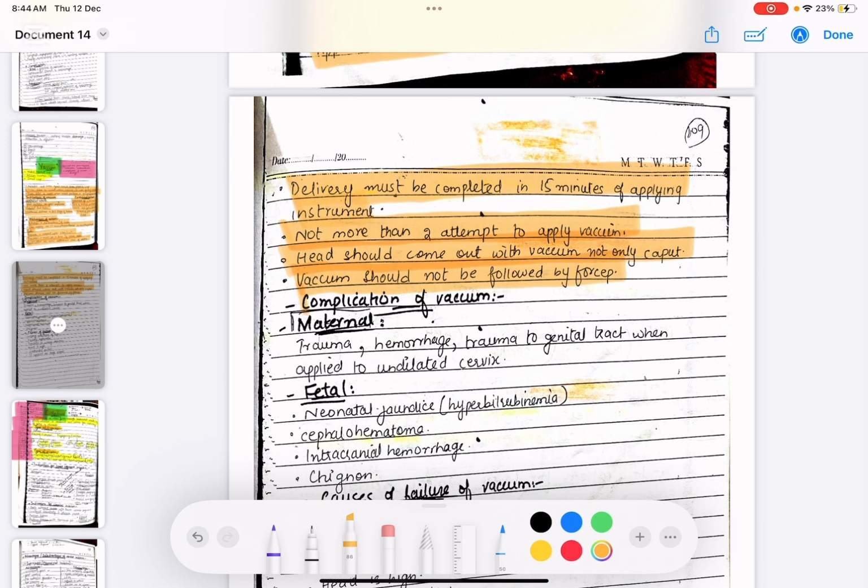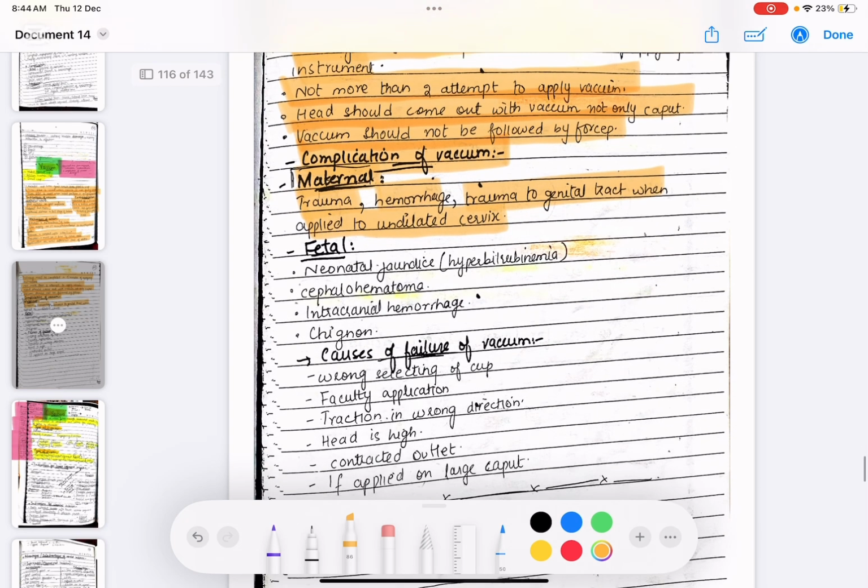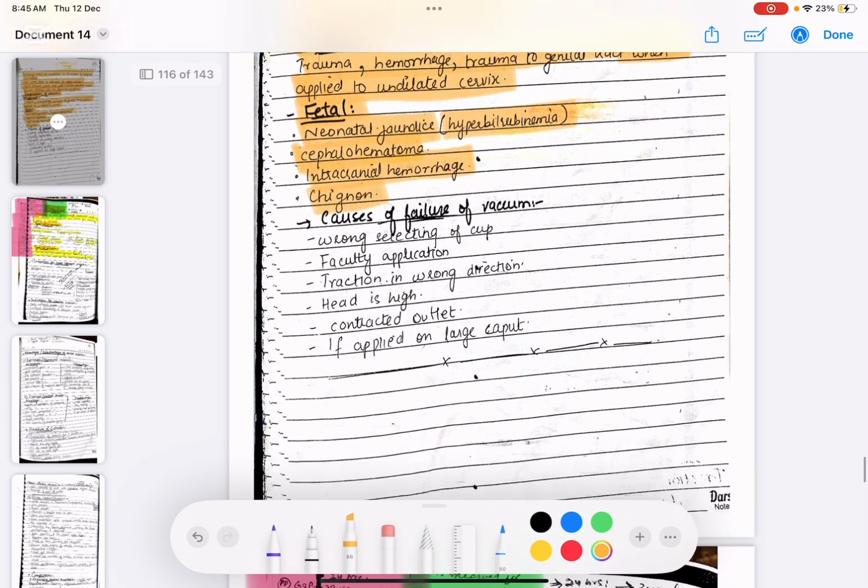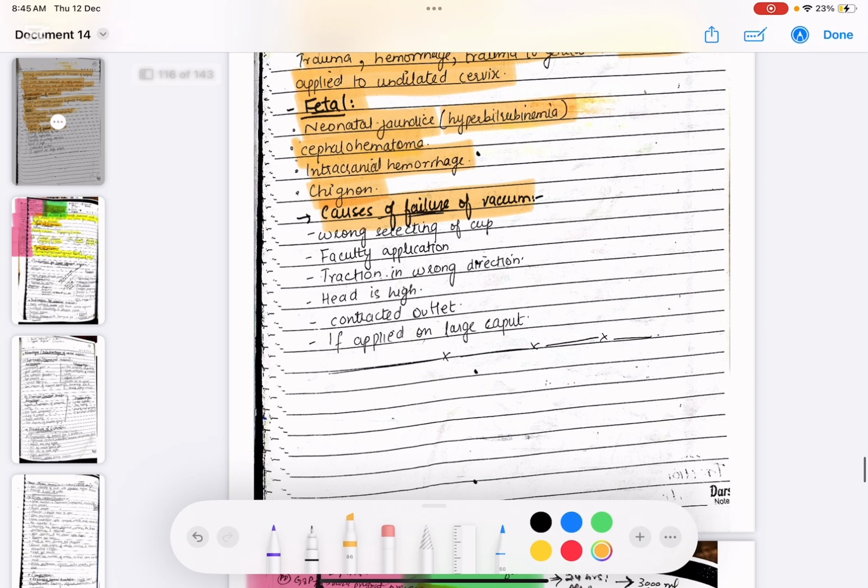Now, the complications of vacuum are maternal, that is trauma, hemorrhage, and trauma to the genital tract when applied to an undilated cervix. The fetal complications are neonatal jaundice, that is hyperbilirubinemia, cephalohematoma, and intracranial hemorrhage. Then the causes of failure of vacuum are wrong selection of the cup, difficult application, traction in the wrong direction, head is high, contracted outlet, and if applied on a large caput.